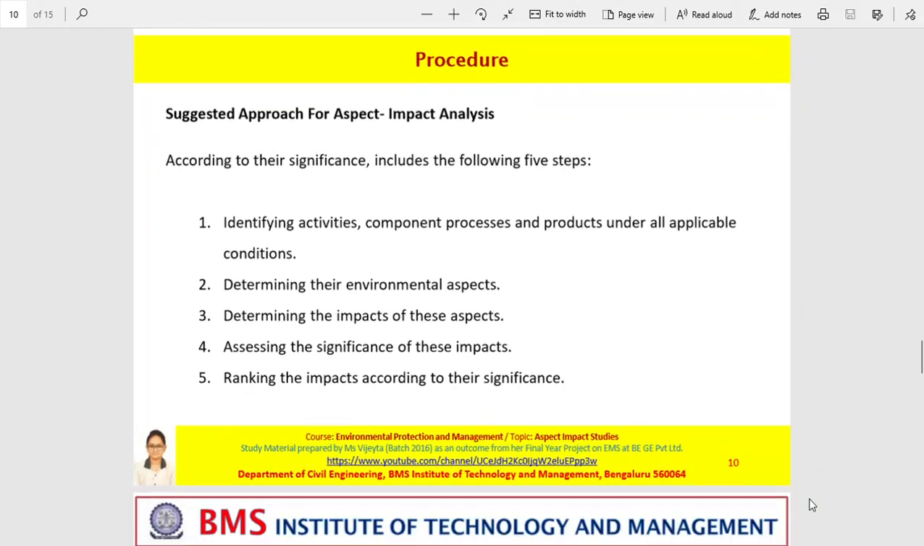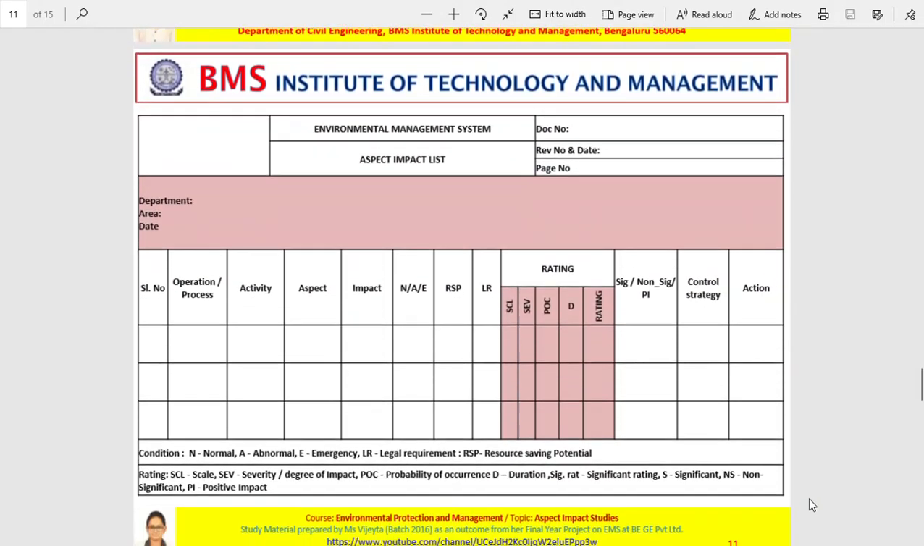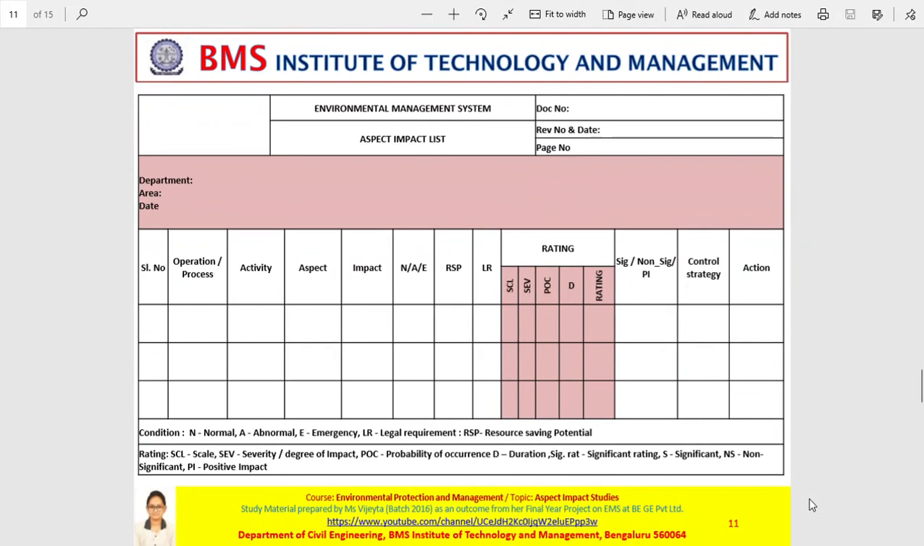Moving on to the next slide, slide 11. This slide shows a typical example of an aspect impact table. Here, the first column shows serial number, the next column shows operations or processes. Operations or processes depict the area where the aspect impact is conducted. The next column shows activity. Activity depicts the action that is carried out in the operation or process. The next column shows aspect. Aspect is the element that interacts with the environment.